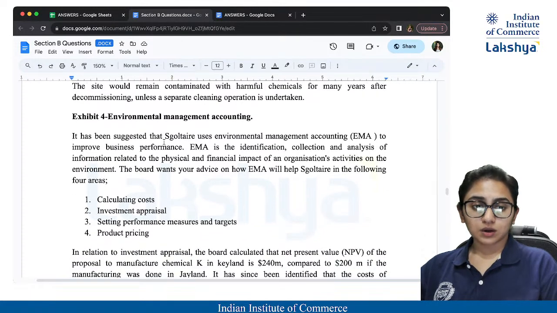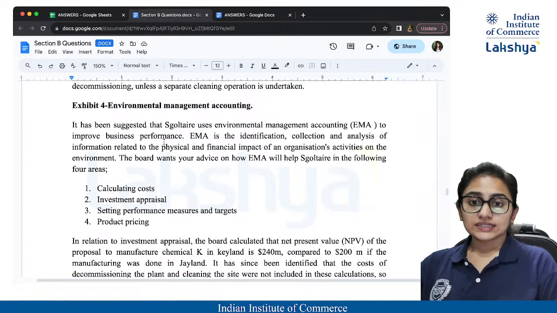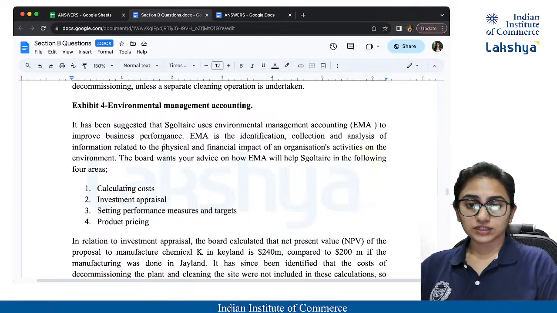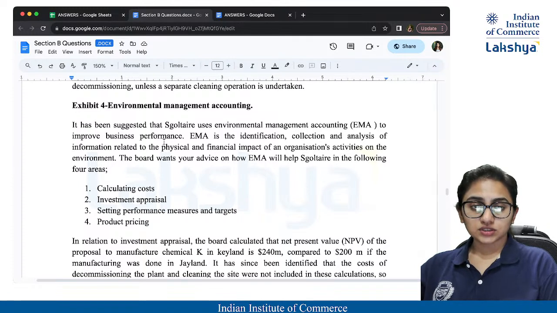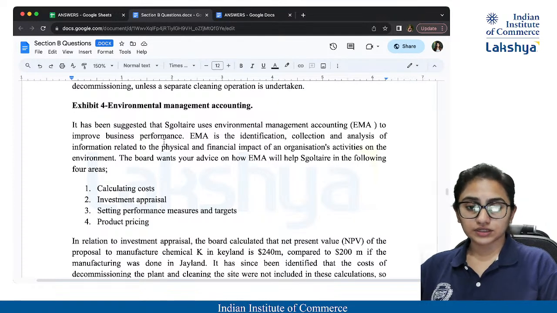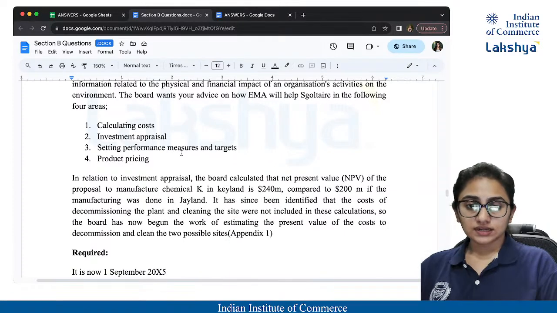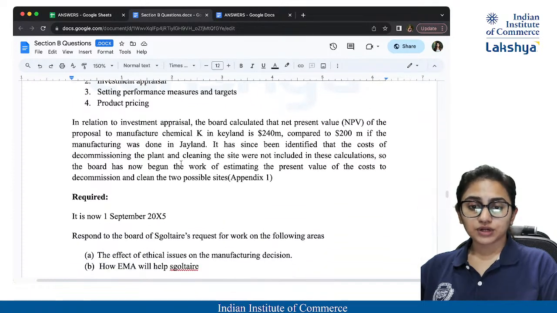Environmental Management Accounting. Yesterday we did EMA. It has been suggested that Geoltex uses environmental management accounting to improve business performance. EMA is the identification, collection and analysis of information related to the physical and financial impact of an organization's activities on the environment. The board wants your advice on how EMA will help Geoltex in the following four areas: calculating costs, investment appraisal, setting performance measures and targets, and product pricing.